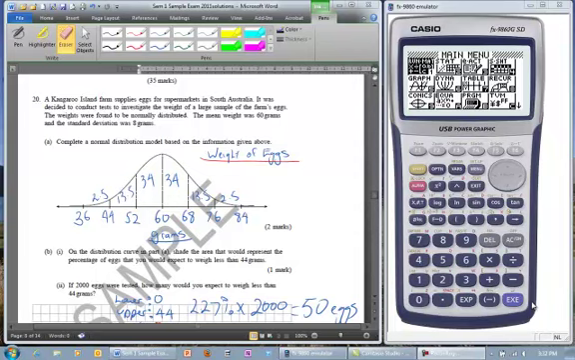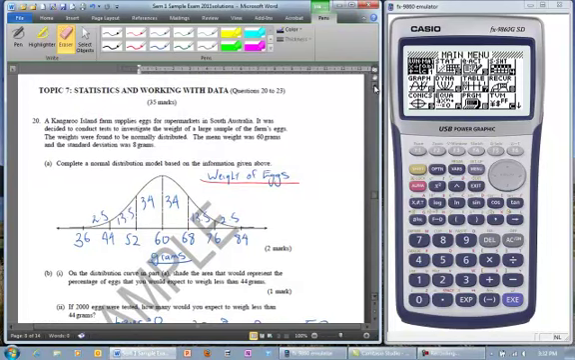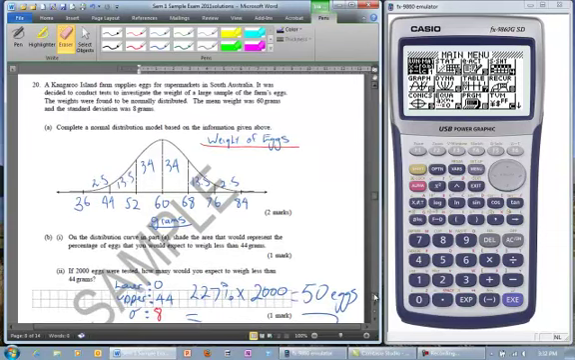Okay, we're now looking at the stats paper, and we're going to go question by question to see how we go. So this is topic 7. It's worth about 35 marks in the exam. So let's have a look at the first one.